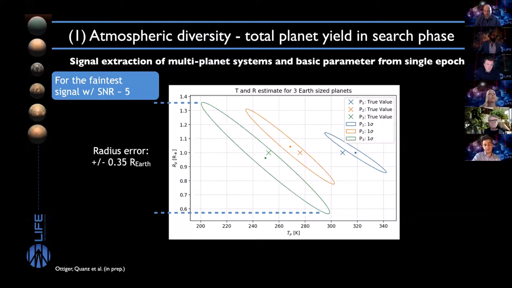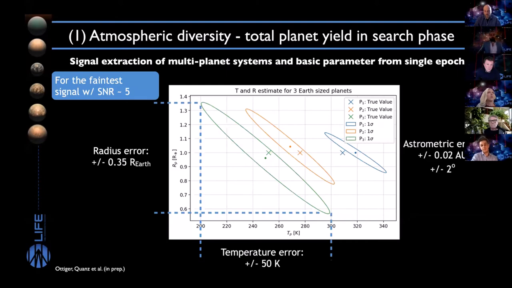So we get the radius to plus minus 0.3 Earth radii. We get the temperature to plus minus 50 Kelvin, and we get the astrometric position to plus minus 0.02 AU, and the position angle to plus minus 0.3 degree. And we are now doing this for the whole survey sample to really build up statistics, how well we can, from single epoch observations, already determine these kinds of fundamental properties.